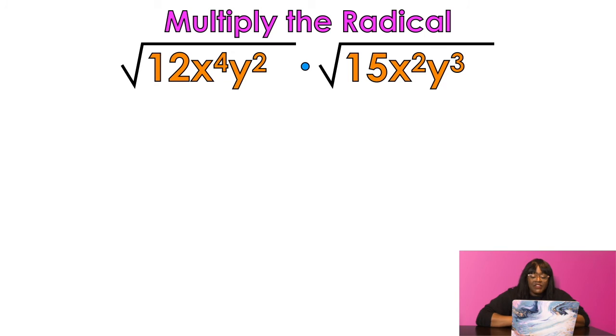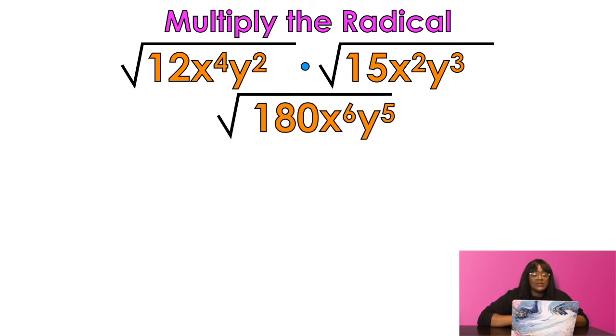So 12 times 15 is going to be 180. X to the fourth times x squared is going to give me x to the sixth. Y squared times y cubed is going to be y to the fifth.